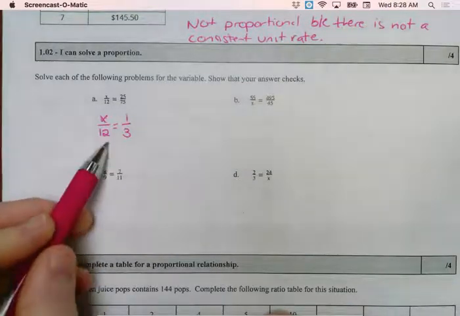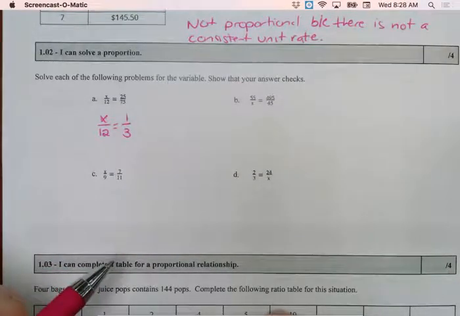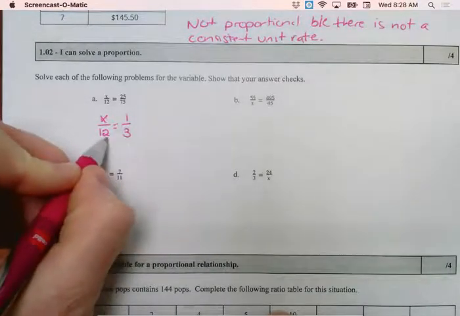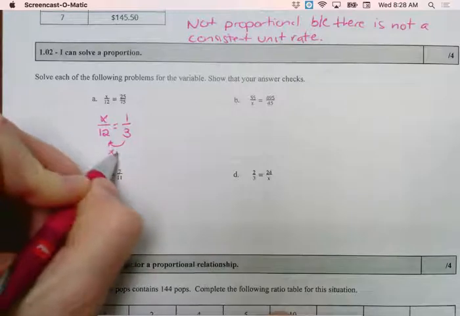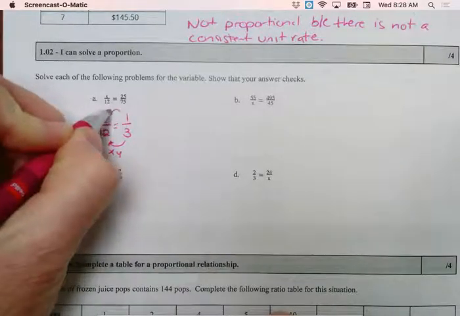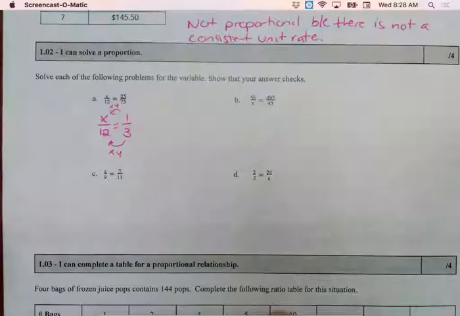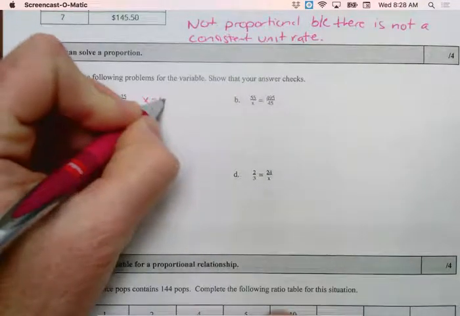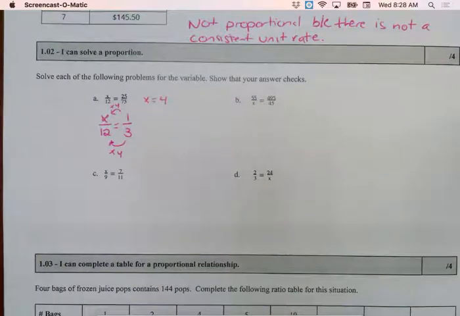Now from here, this is a pretty easy problem. I know that if I multiply 3 by 4, I get 12. So I multiply 1 by 4, and I get x. 1 times 4 is 4, so this x is 4.